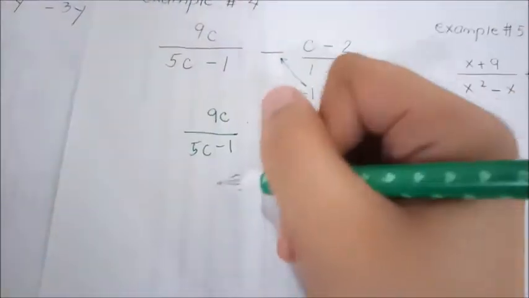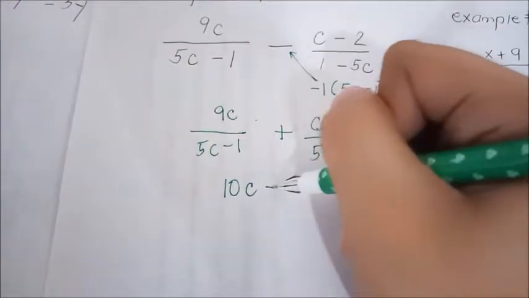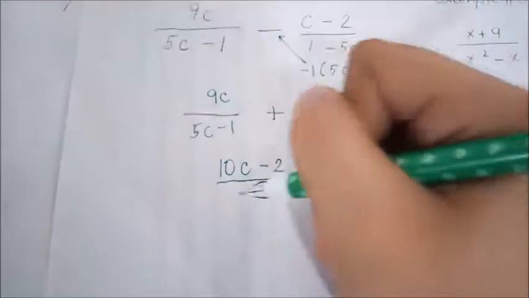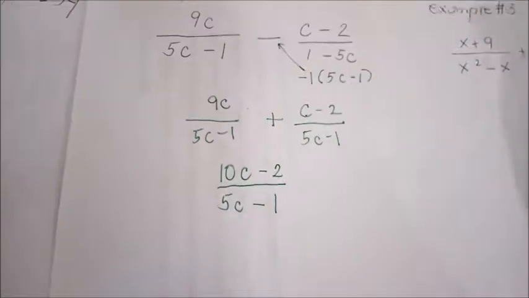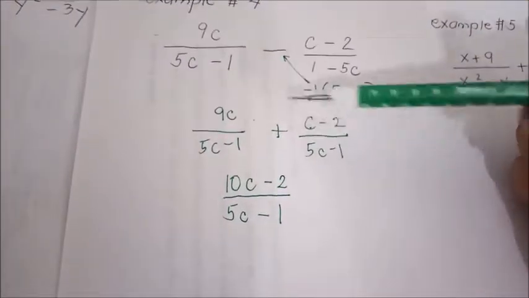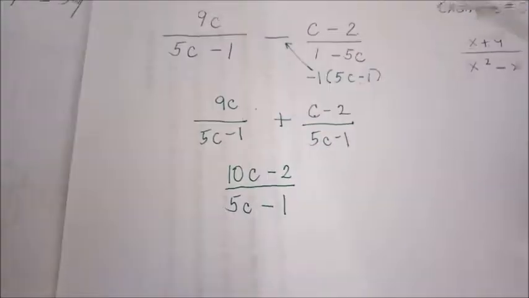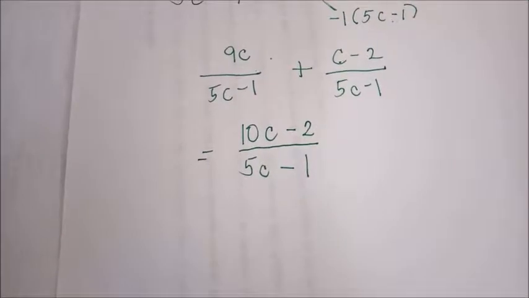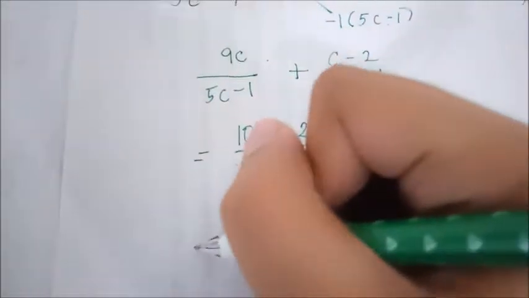So, 9c plus c is 10c. Then just copy the 2, because it has no similar term. All over 5c minus 1. Again, when they are similar fractions, just add the numerators, then copy the denominators. Now, will this be our final answer? If your answer is no, then you're correct.